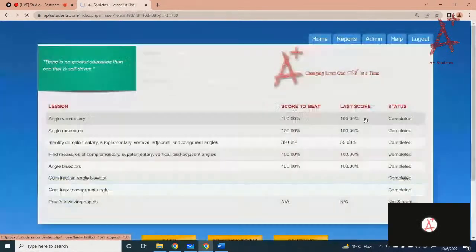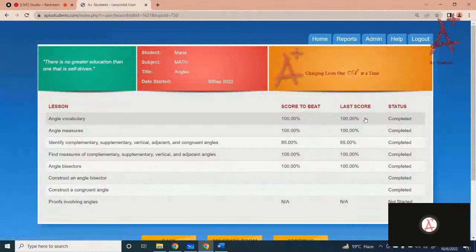Let's see if I can find the tools to construct the angle bisector or congruent angles on the board. Then we'll do these topics in the next class. Got it? So that's all for today.